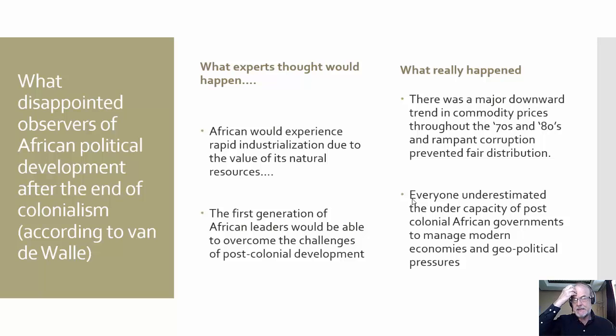At the time in the 1960s, all of the natural resources that Africa had, things like iron ore, copper, gold, these were all at historically high prices. However, there was a major downward trend in the global prices for these commodities during the 70s and 80s, which caused the economies of these countries to contract rather than expand, and that led to corruption and a lot of the social problems that we see today.